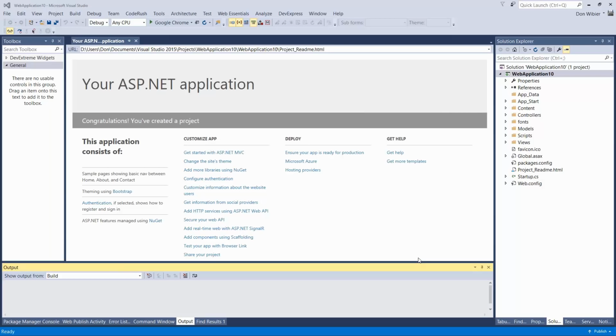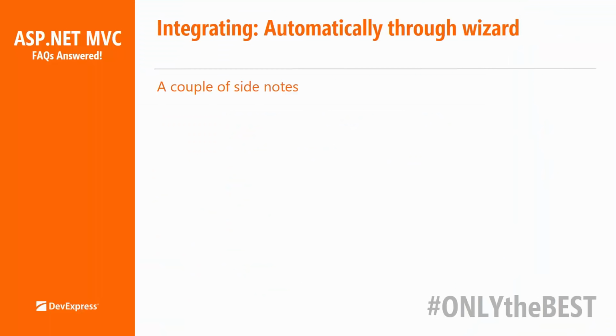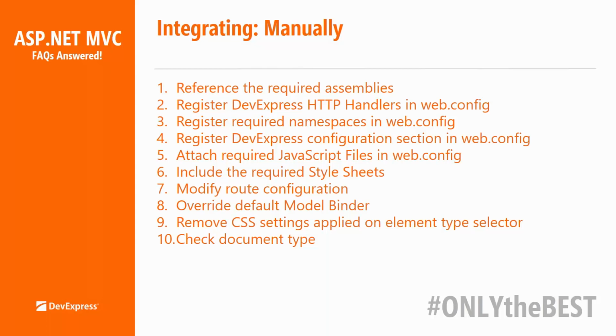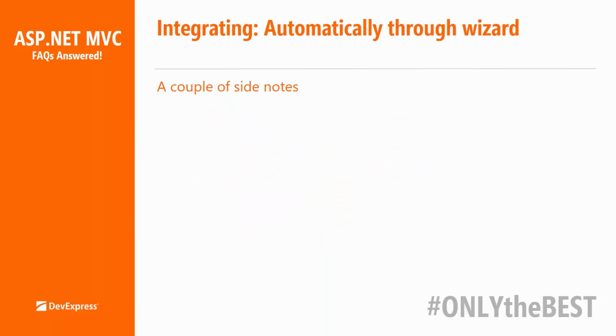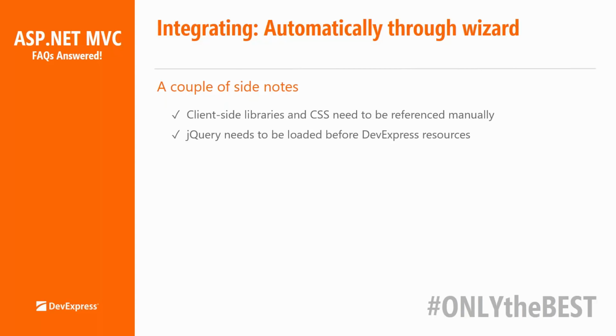And what basically happens now is the wizard is performing all these steps except for the document type. So point 10, it's not going to do that. And a couple of things are also mentioned in the side notes here. The client-side libraries and the CSS from DevExpress need to be referenced somewhere. I'll talk about that once the wizard has finished.